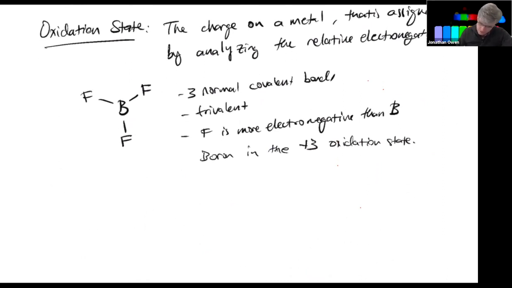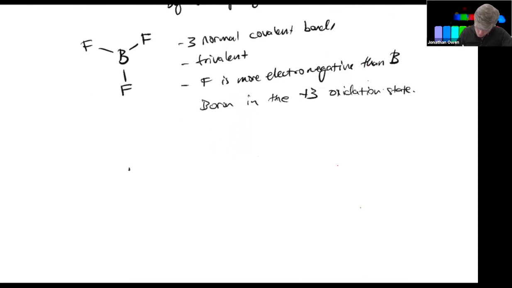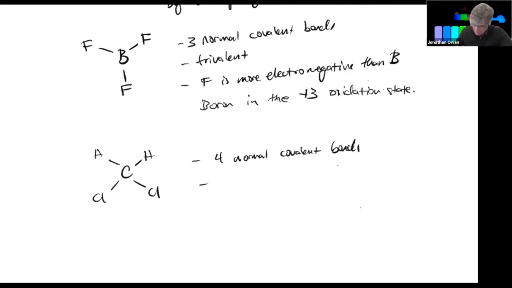Okay, so let's do methylene chloride. Another name for methylene chloride is dichloromethane. So you've got 4 normal covalent bonds. Carbon, what's the valency on carbon? It's tetravalent. What's the oxidation state of carbon? Zero. You're the first person to have answered correctly, Yi Chung. It's 0, actually.